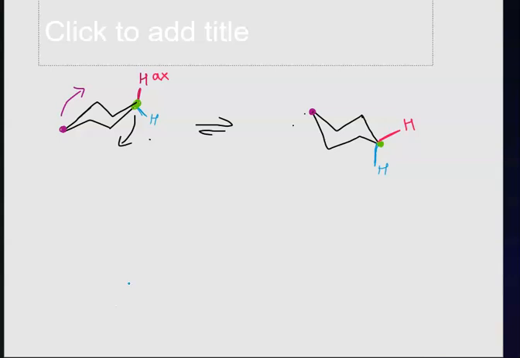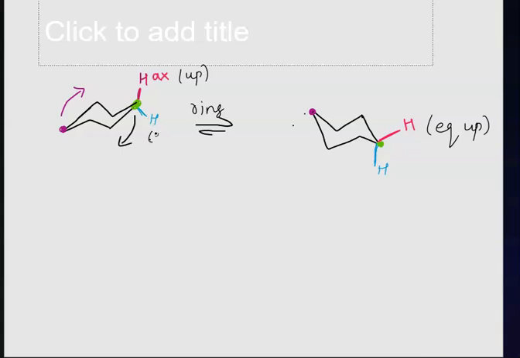The other thing that you need to understand is that even after doing the ring flip, a pink hydrogen which was pointing up will still remain up. So axial up, now it is equatorial up.